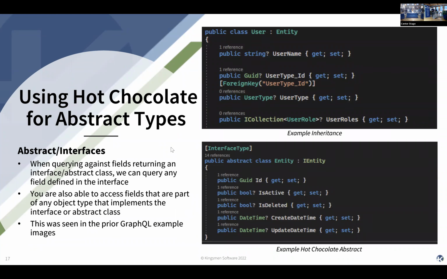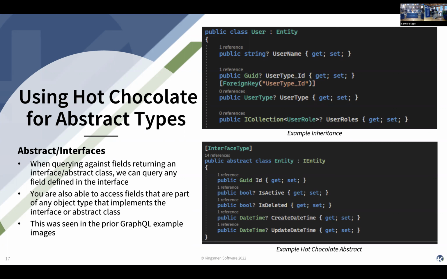So the next one is how do abstract types actually work in HotChocolate? If we saw on our schema earlier, we had a type user that implemented a type entity, right? So in our actual C# code, what this looks like is we have our user here inheriting from our entity class, and then down here, we're defining our abstract class for entity, and we're defining these fields here. So at this point, HotChocolate actually creates your schema for you.